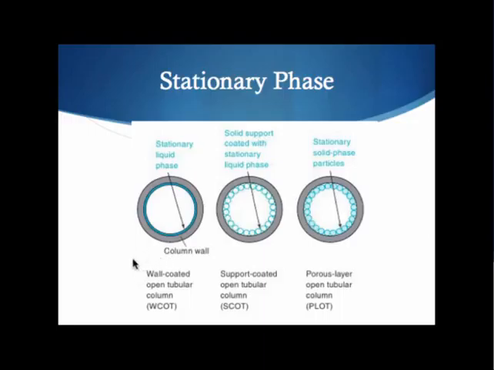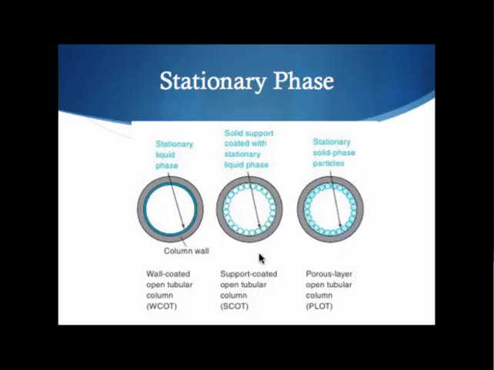So the first one is a wall-coated open tubular column, which consists of a liquid stationary phase. The second one is a support-coated open tubular column, which has a liquid stationary phase coated on a solid support attached to the inside of the column. And then the last one is a porous layer open tubular column, which just has a solid stationary phase.